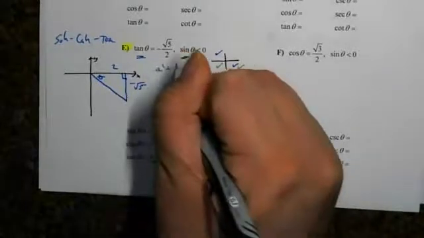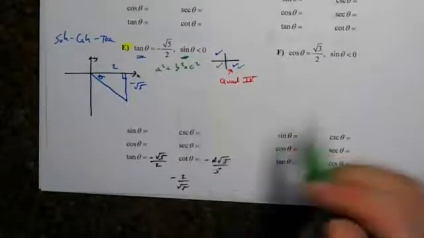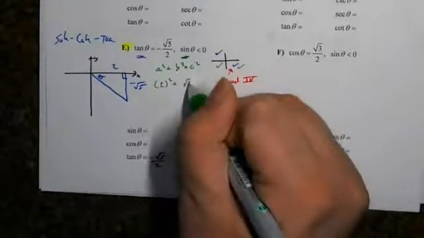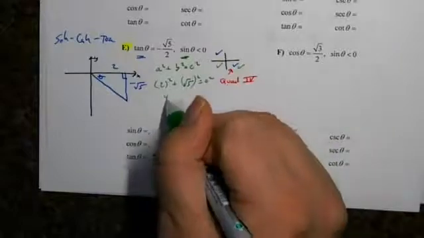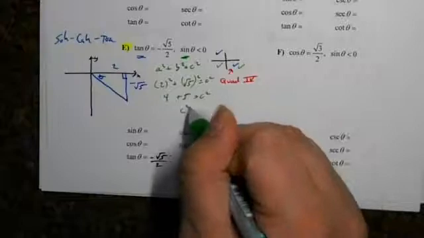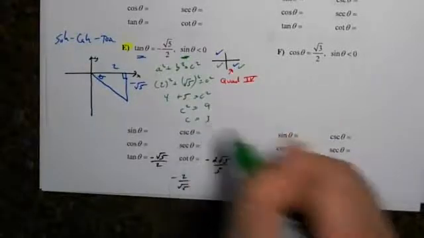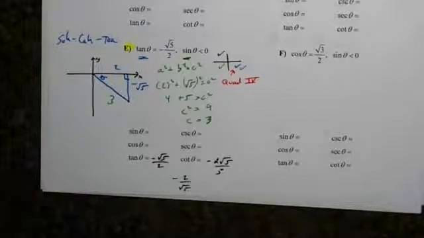Okay, so a squared plus b squared is c squared. And these are both the legs of the triangle. So this is 2 squared plus the square root of 5 squared equals c squared. That is 4 plus 5 equals c squared. So c squared is 9, which if I take the square root of both sides, means c is 3. All right, now I have everything I need.